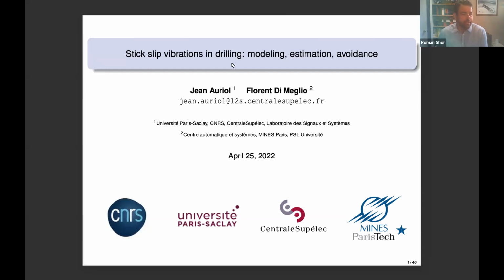And we're going to have two speakers today. So Jean Auriol from the Université Paris-Saclay and Florent de Meglio from Mines ParisTech. As I will do a quick point out, the three of us have been working together on aspects of this over the past couple of years. So there's some really cool results and some really cool opportunities that we'll be talking about. So with that, I'll hand it over.